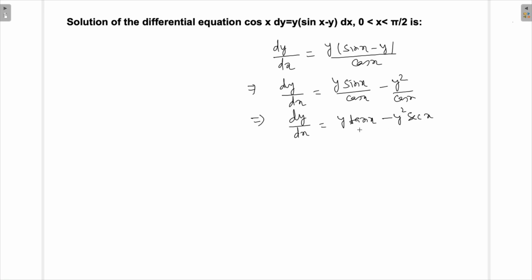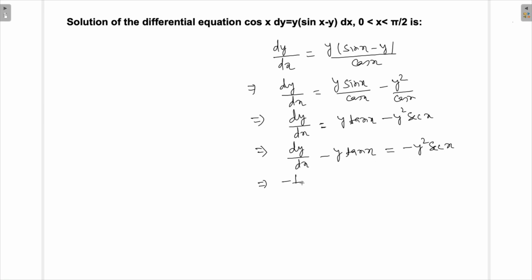Now here again, I don't see this of any form like linear type or even homogeneous or variable separable. So I go one step further and write it as dy by dx minus y tan x equals minus y square sec x. This is called Bernoulli's equation because here you have got something in terms of y square. What you do is divide by minus y square on both sides.